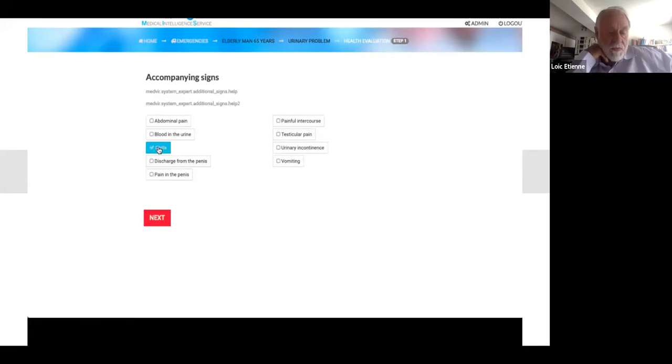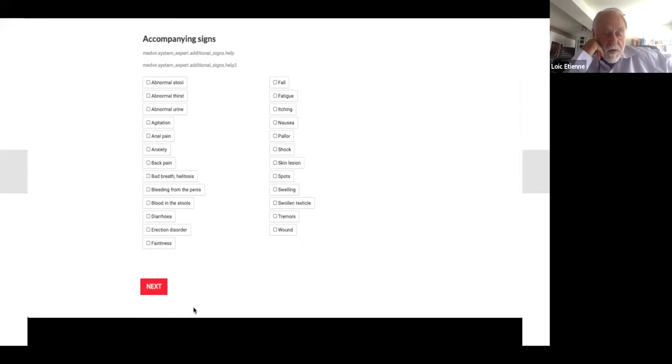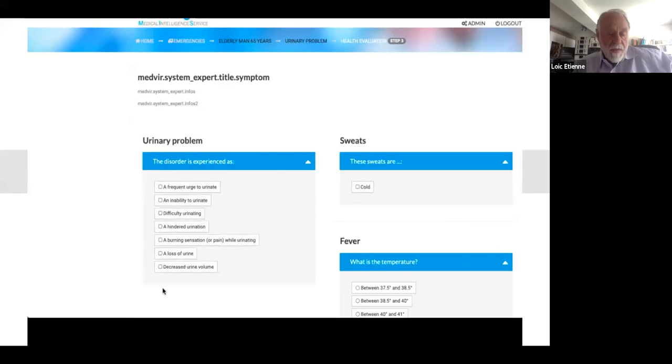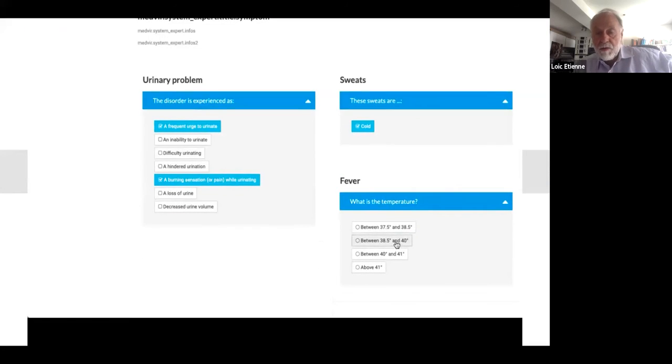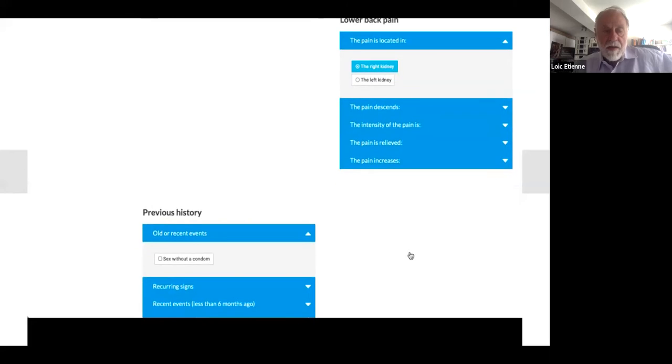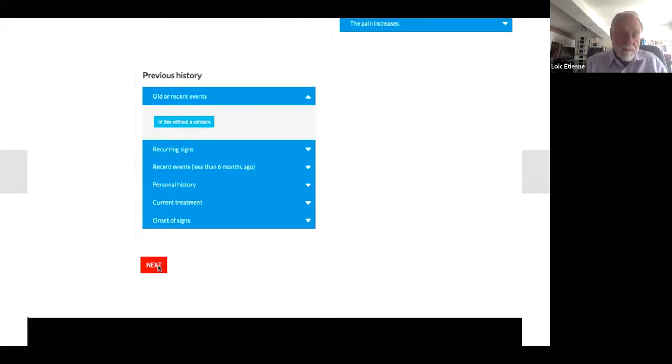So MedVir proposes to him a short list of symptoms, which are the most adapted to the possible diagnoses. And after, you have a slightly longer list of symptoms, and you have nothing here. After, the system asks the type of urinary problem, the fever, how much temperature, where is the pain, in the right kidney, whether he has had sex without a condom, and so on.